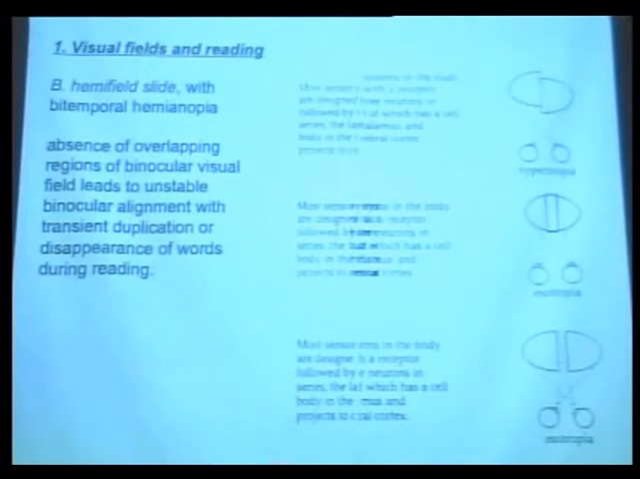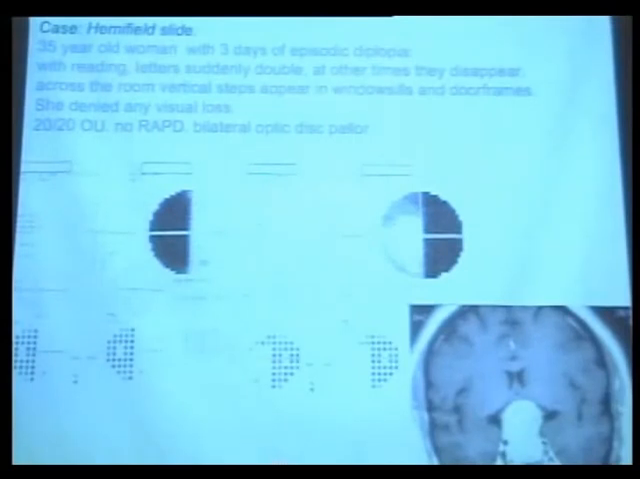You can imagine if your eyes are drifting around all the time, this can make reading very confusing. And indeed, this is exactly what happened with this young woman who presented with 3 days of episodic diplopia. When she was reading, letters would suddenly double. At other times, they would disappear as she was trying to read. And across the room, she would see vertical steps in the windowsills and door frames, right smack in the middle.